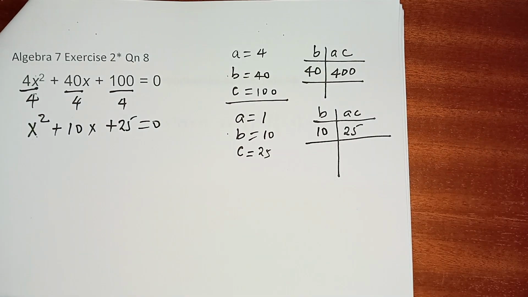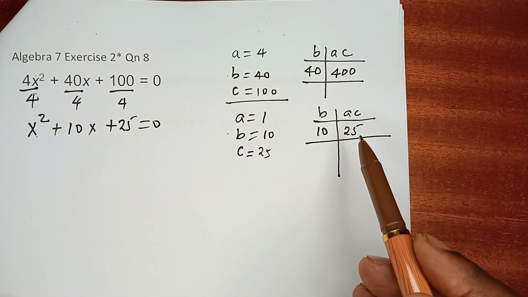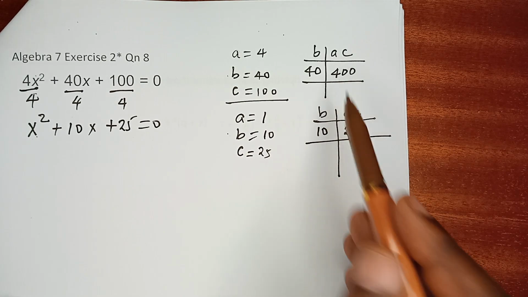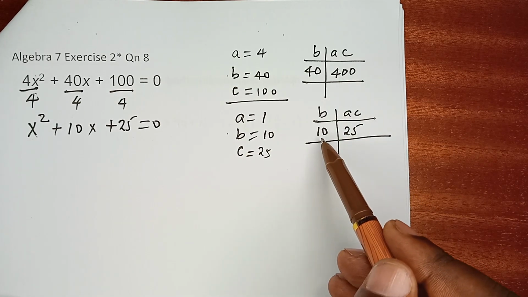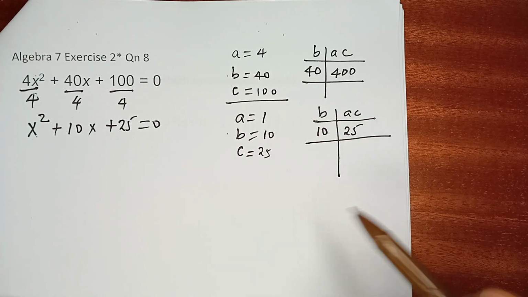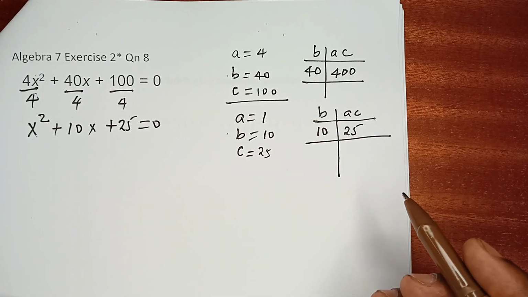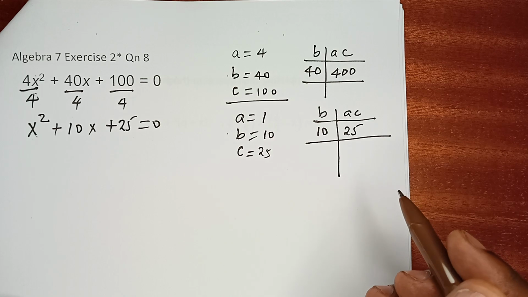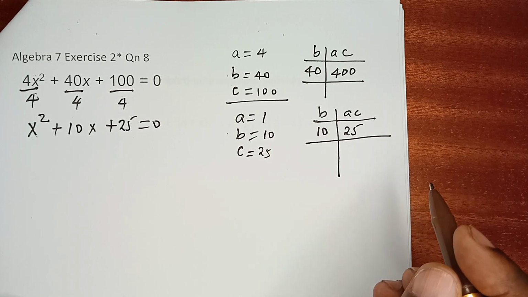Now, we can agree it is easier to work with these small numbers. It is easier to work with 25 than working with 400. At the same time, it is easier to work with 10 than working with 40. And the two questions are here. Which two numbers, when we add them, give us 10, and when we multiply them, give us 25? Which two numbers are these?